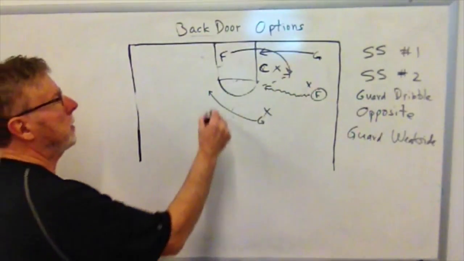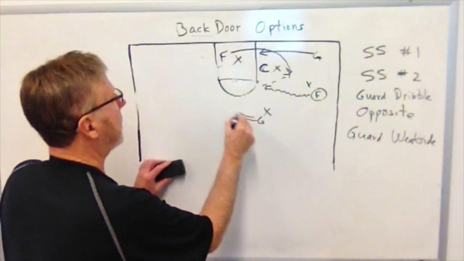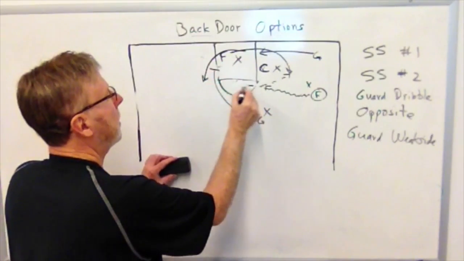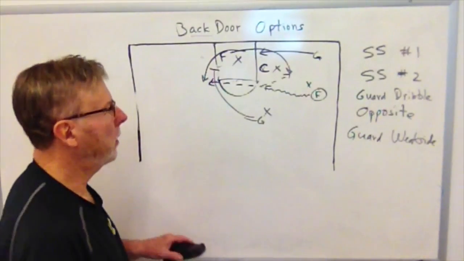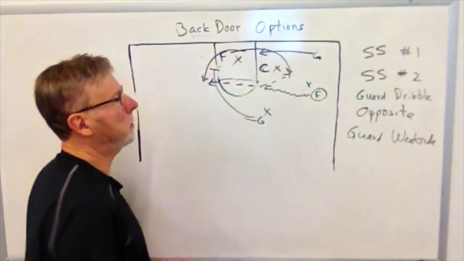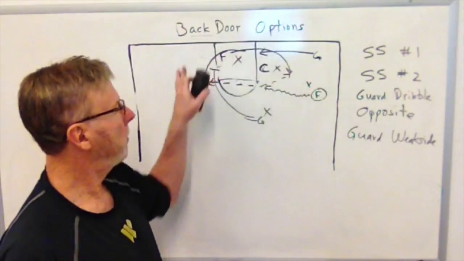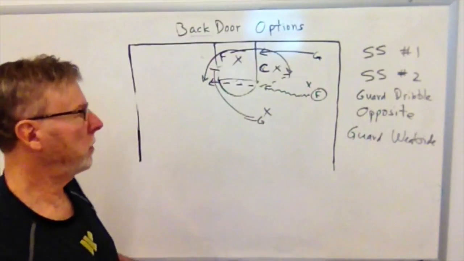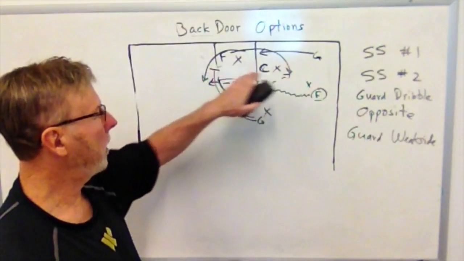Another option is if this man's playing him real tight, this guard's coming down here, he can fake that way and come around this way, and we can make the pass there. So here we have a forward dribble. Instead of running our pass to the back door, we run the forward dribble to the back door. And then our weak side forward comes off the screens. So we encourage this guy to be aggressive shooting, or he can pass the ball off.